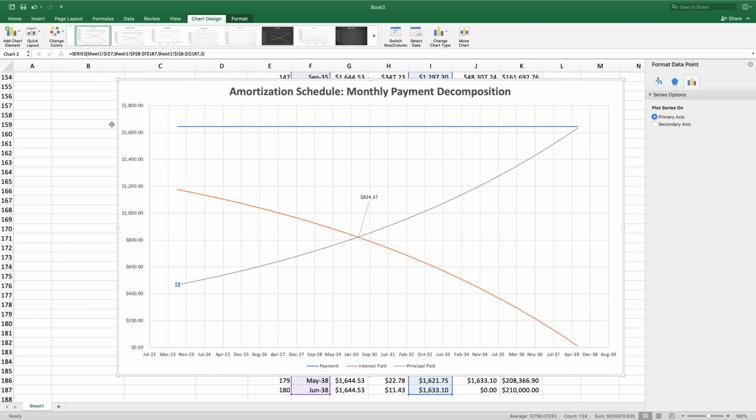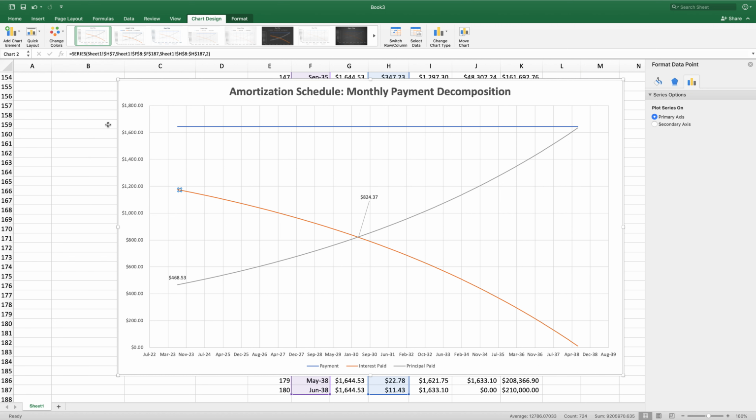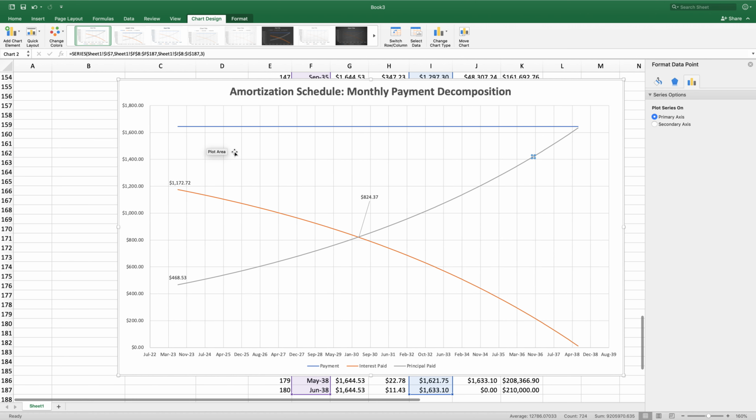we can go ahead and see where we start, and then by the end, you can see right here by November 2036, principal is going to be 1,430, but interest is only going to be $214. All right, so that's what you're expected to do on this project.